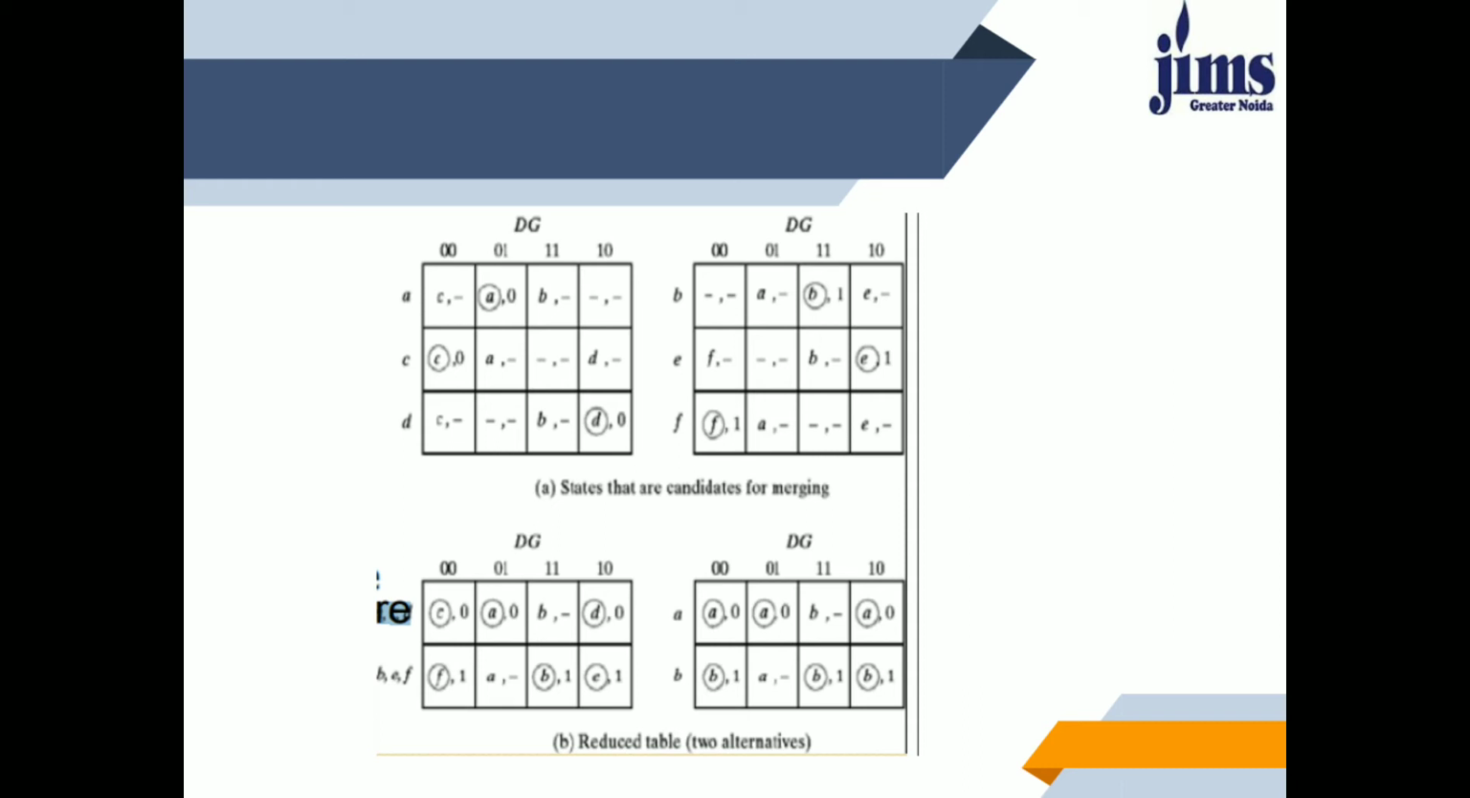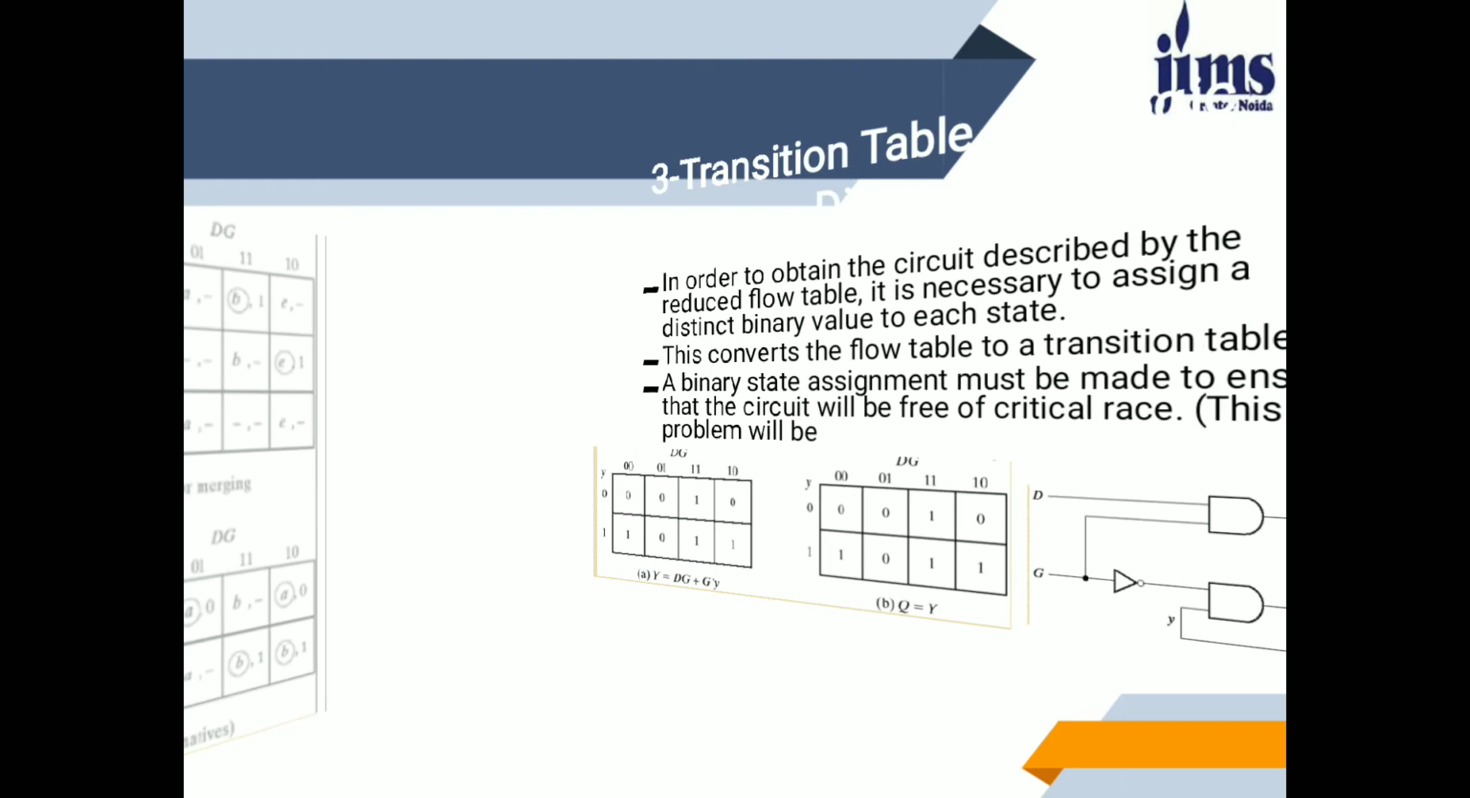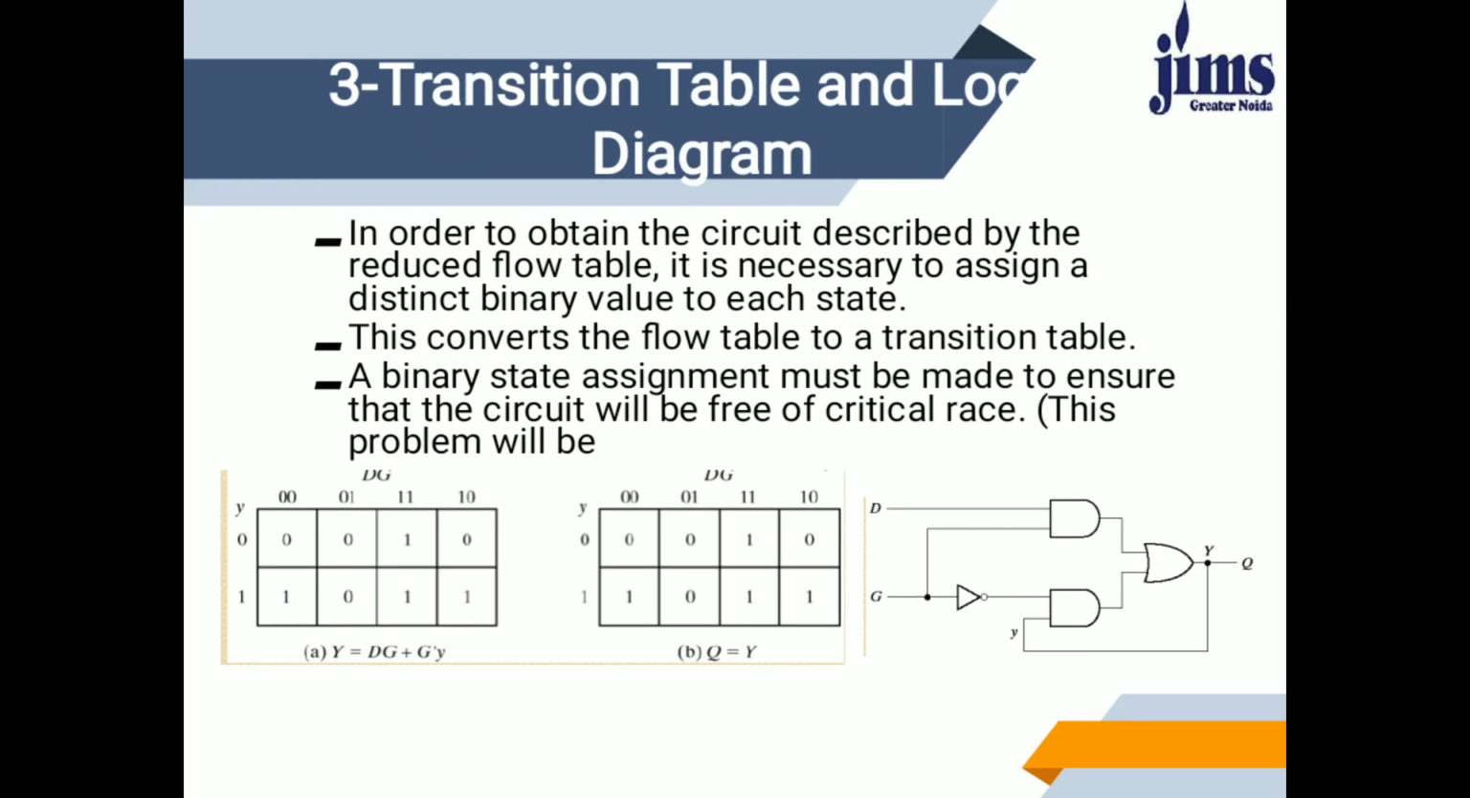D is written, we will write again A, and where E and F are written, we will replace that with B. See, I am replacing it here. So A, comma 0, which is a stable state, A, comma 0, which is again a stable state, then unstable, then stable state. So this is the way through which we can reduce the primitive flow table. Okay. Now we will make a transition table and logic diagram.